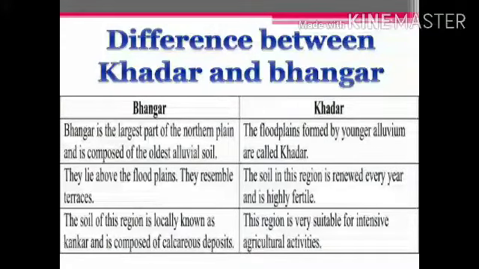Difference between the Khadar and the Bangar. Bangar is the largest part of the northern plains and it is composed of the oldest alluvial soil. They lie above the flat plains. They resemble a terrace. The soil of this region is locally known as Bangar and is composed of calcareous deposits. Khadar: the flat plains formed by the younger alluvium are called the Khadar. The soil in this region is renewed every year and is highly fertile. This region is very suitable for intensive agricultural activity.